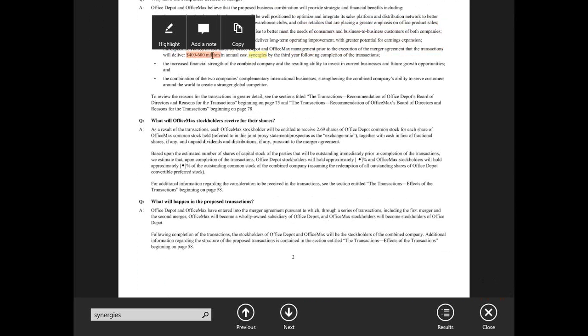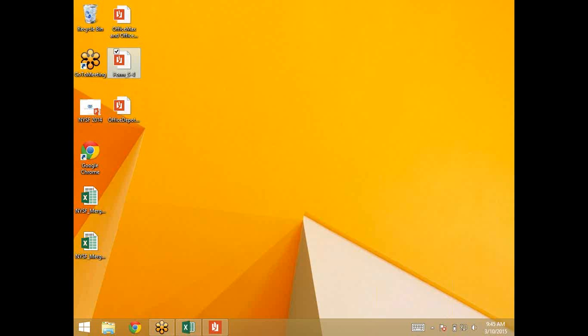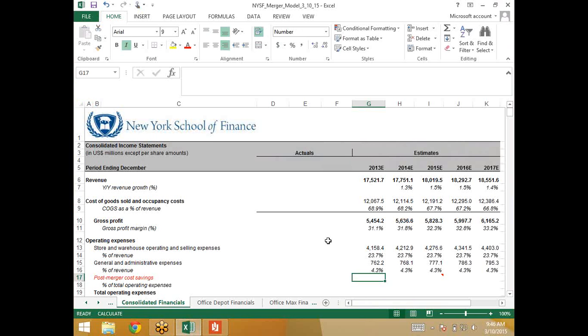So there's a lot of ways to do this. The way I did it is in year 3, I hard coded in 500. That's what they're getting in year 3. Sorry, it's negative 500 because it's a cost savings. That's why it's great. Okay.